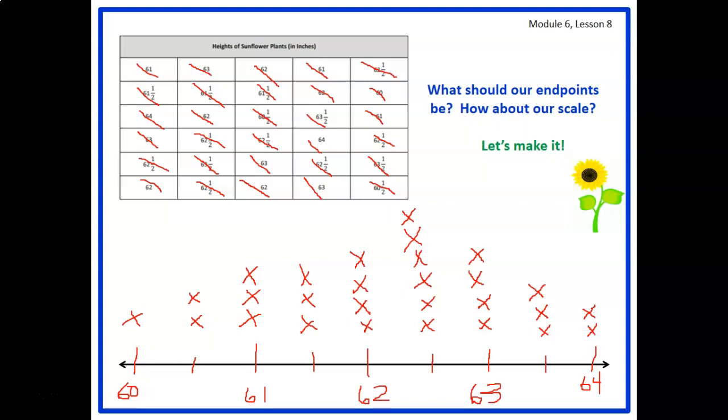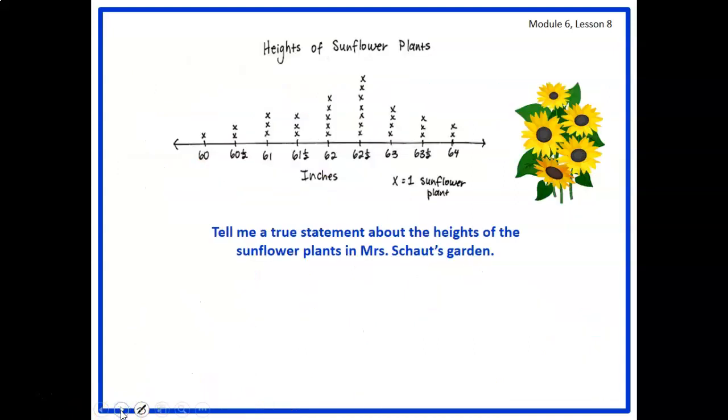Wow, look at that. Okay, let's go to the next slide and we'll talk about it. See, theirs is much nicer than mine. And they went ahead and made their, what is this? Remember what this is called? That's the title. This shows the intervals. And this shows that 1x equals 1 sunflower plant.